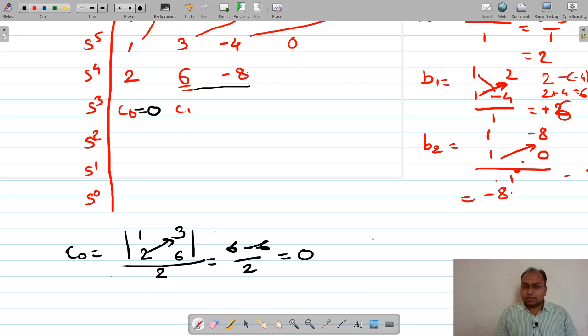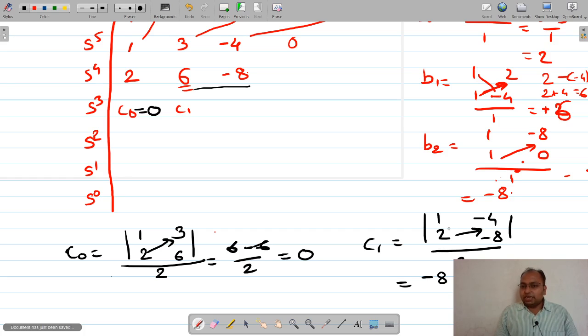Okay, so C1 is 1, 2, minus 4, minus 8 divided by 2 again. Okay, so 2 into minus 4, it is minus 8. Minus 8 into 1 is minus 8 and minus of that value. Okay, so this is also resulting to 0. Now can we solve further? We cannot solve it further, isn't it? Okay, because all the values are 0.